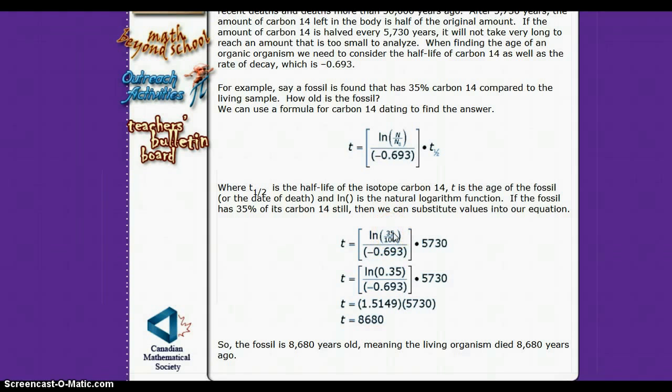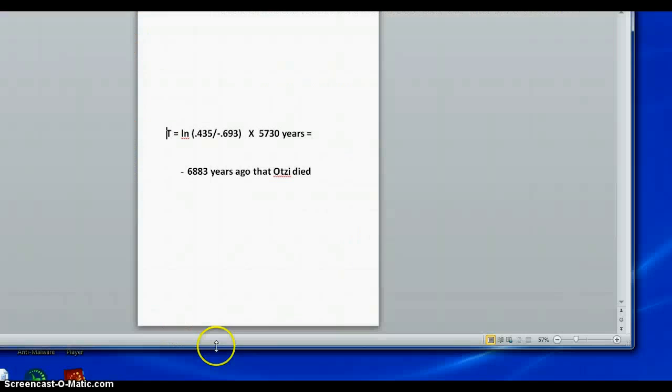Well, this equation uses a radioactive compound that has a half-life that's down to 35%, I'm sorry, 35%. Otzi is not at 35%, Otzi is at 43.5%. So let's do the calculations on another sheet of paper.